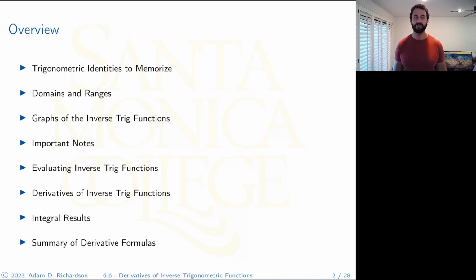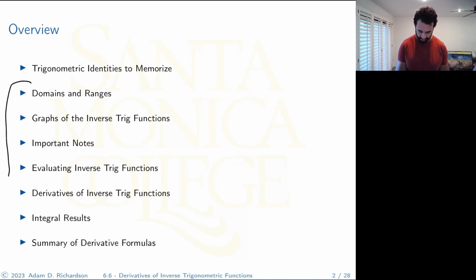Then we're going to do a little bit of review of inverse trigonometric functions, in particular the domains and ranges, the graphs, some important notes related to them, evaluating them, and then the end is where we'll talk about the derivatives of these functions. So we'll prove a couple of the derivatives of these functions and leave the rest to you to practice as an exercise. Then we'll look at some integral results, and then we'll have a summary of all of these derivative formulas at the very end.